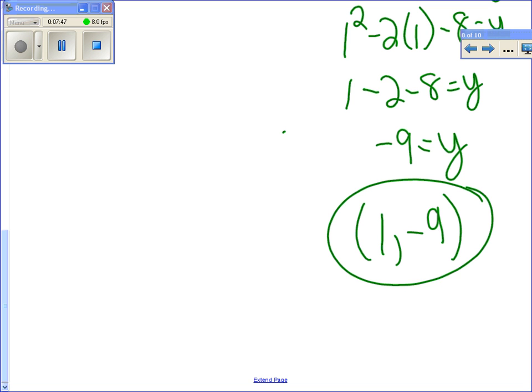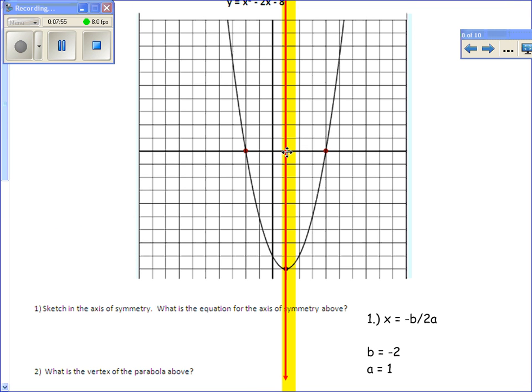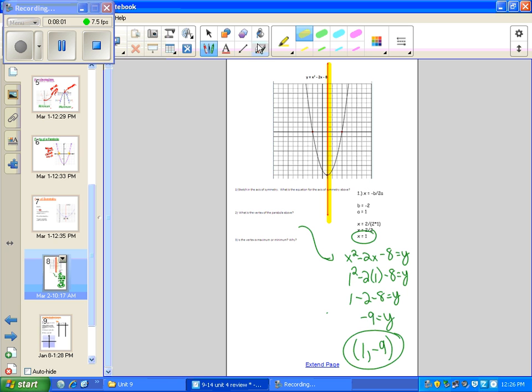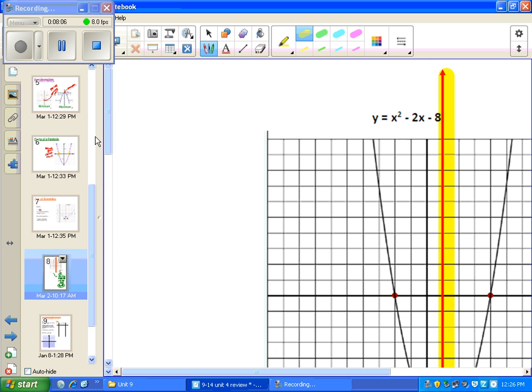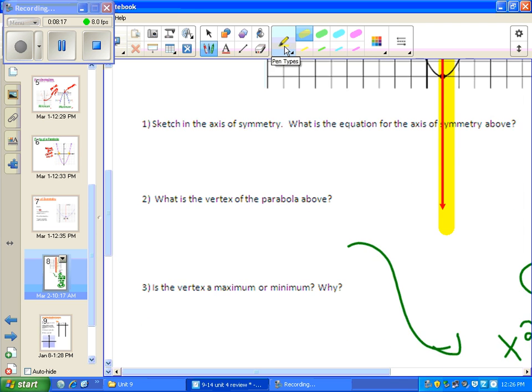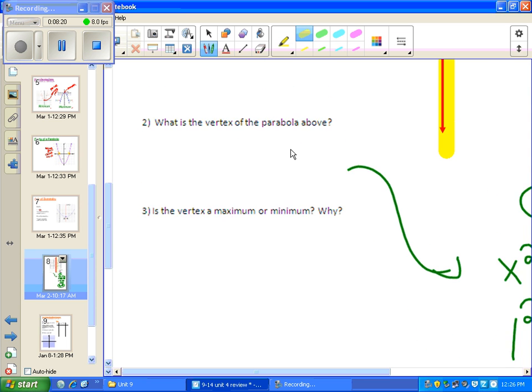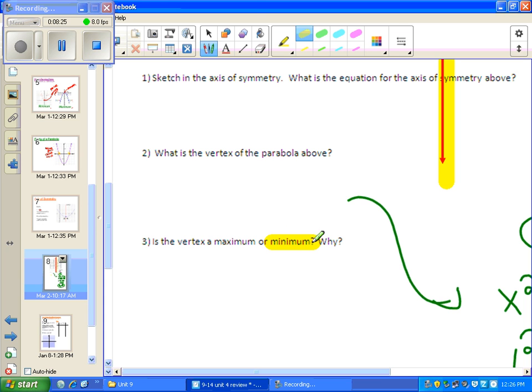Okay, I'm going to scroll back up to the graph and let's just make sure that this is what it is. So if we look up at the graph, here's 1, and if I go down, 1, 2, 3, 4, 5, 6, 7, 8, 9. There's the vertex. And then the last question is, is it a maximum or a minimum? Well, since it's a positive parabola, that's the lowest point, so we could say that it is a minimum.